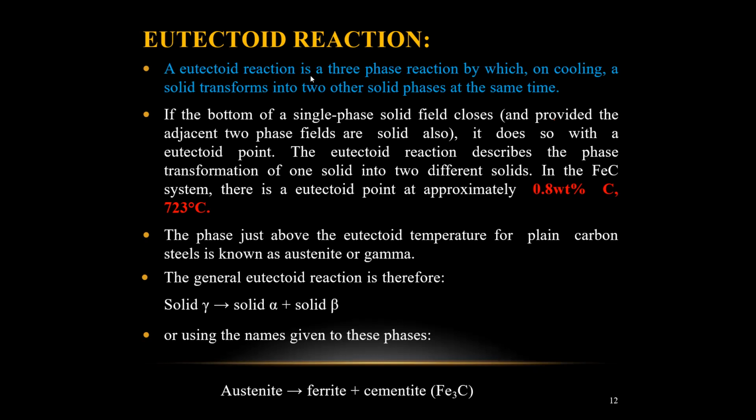Here you can see the reaction that takes place in the iron carbide equilibrium diagram. This is the general eutectoid reaction. Upon cooling, the solid gamma, that is the first phase, transforms into two solid phases, that is solid alpha and solid beta.